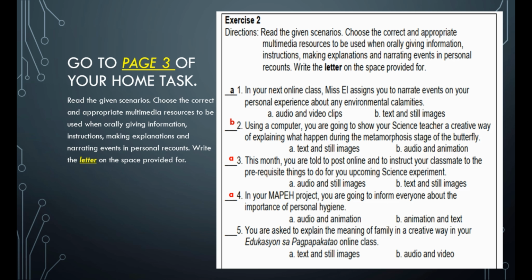You are asked to explain the meaning of family in a creative way in your ESP online class. What do you use? A. Text and still images, or B. Audio and video? The correct answer would be audio and video. Were you able to get a perfect score? Awesome! Not perfect? Don't worry. Let's do better next time.